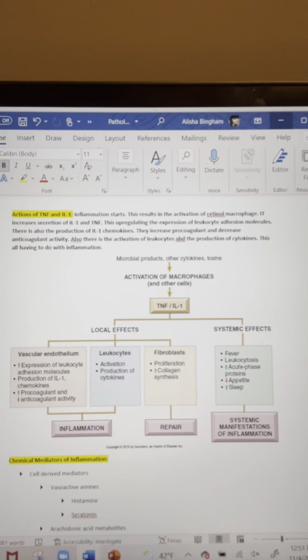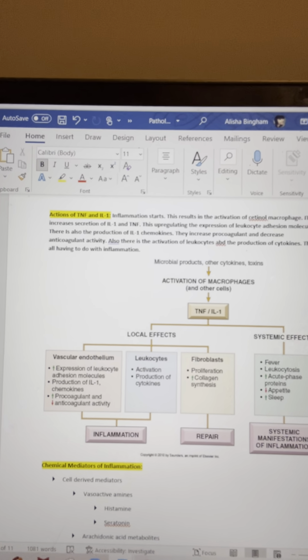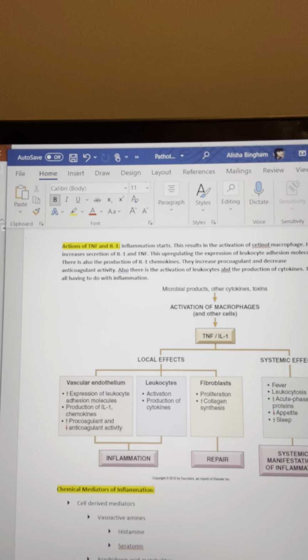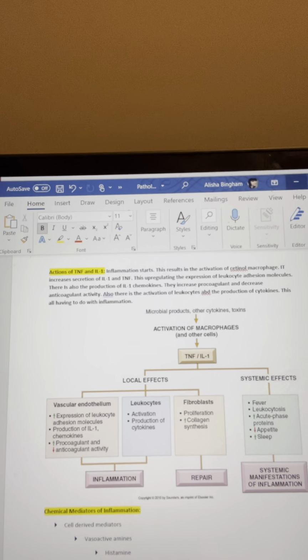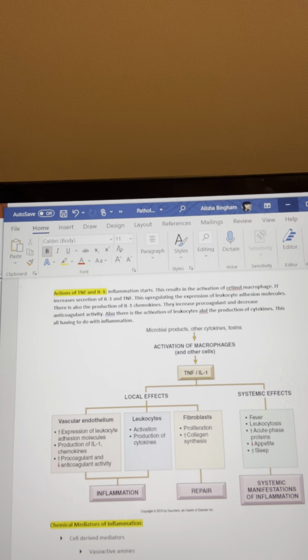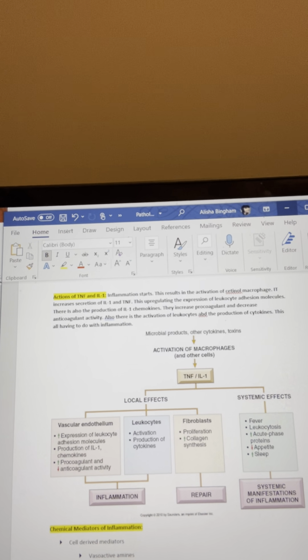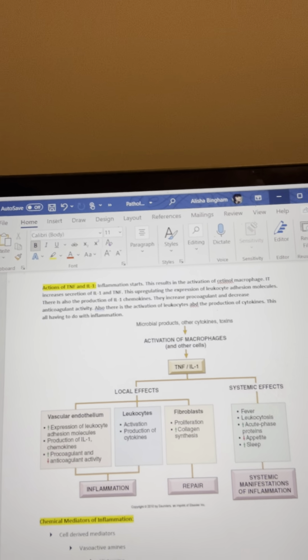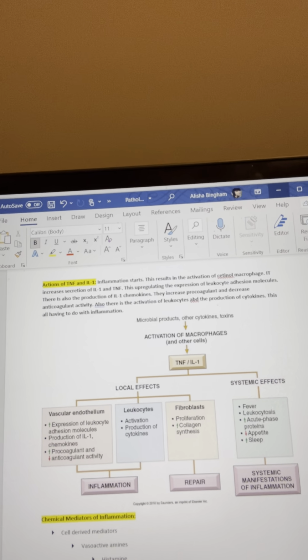But you also have local effects such as fibroblast proliferation and the increase of collagen synthesis, this having to do with repair. But then we have systemic effects as well, which yields fever, leukocytosis, increased acute phase proteins, decreased appetite, and increased sleep. This has to do with the systemic manifestations of inflammation. And then we have chemical mediators of inflammation, so cell-derived mediators. So we have vasoactive amines. Again, we have histamine and serotonin. Then there are arachidonic acid metabolites.